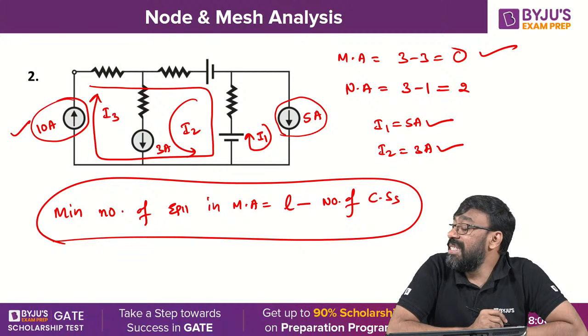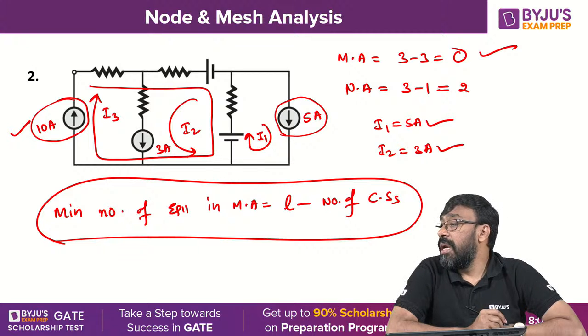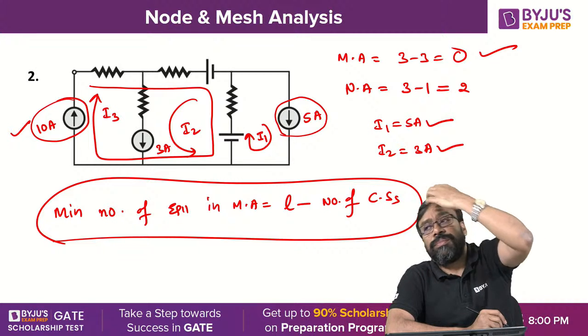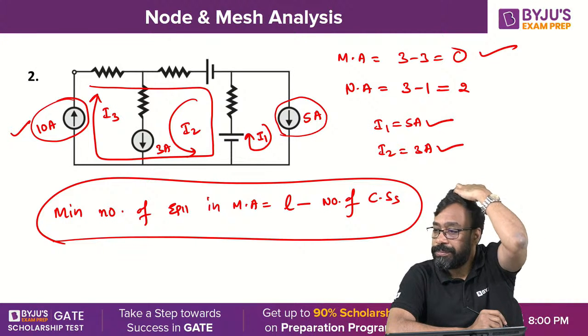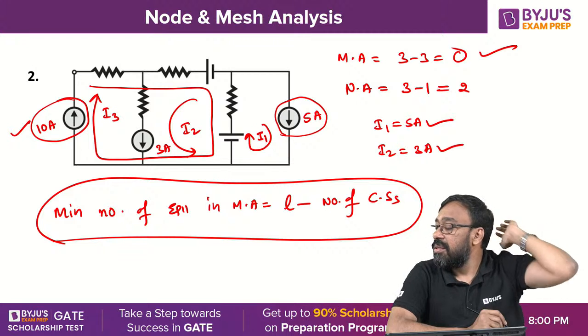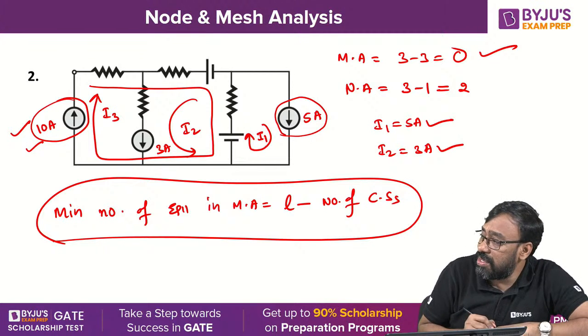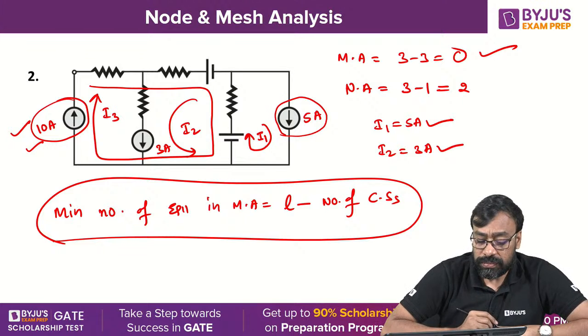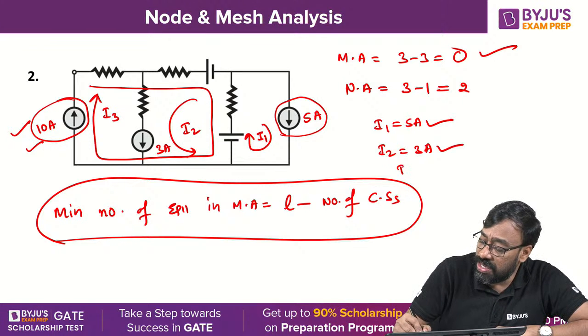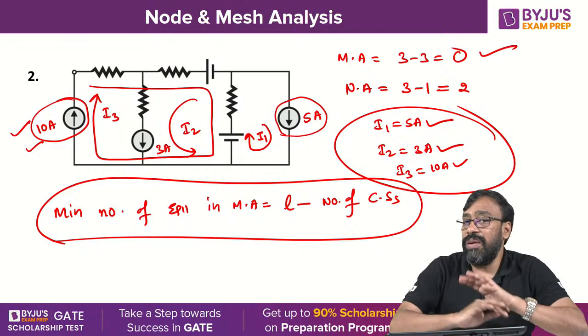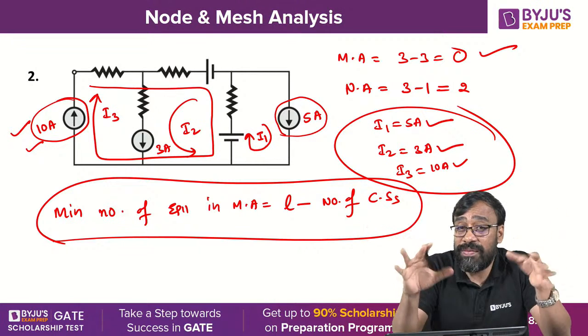Vikram, very good. Only the second loop is correct, Vikram. Ravi Shankar, you understand? Now, I3 value. See, this element belongs to what? Only the third loop. So I3 is equal to just 10 amperes. You don't require any equation to solve. You already got the values.